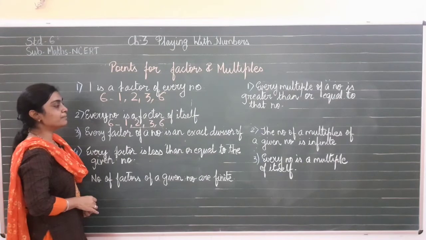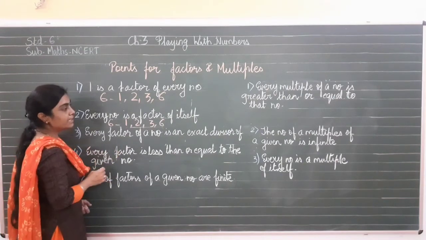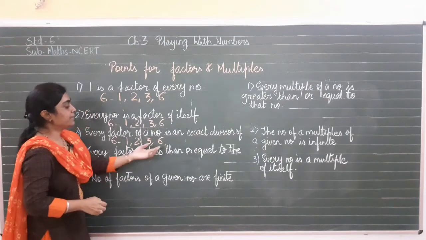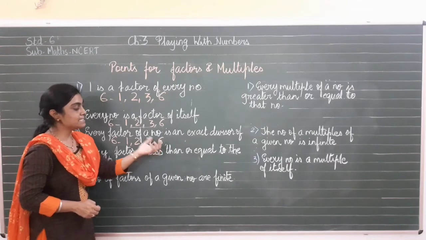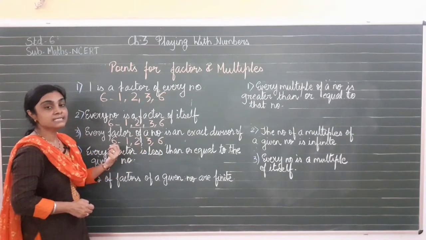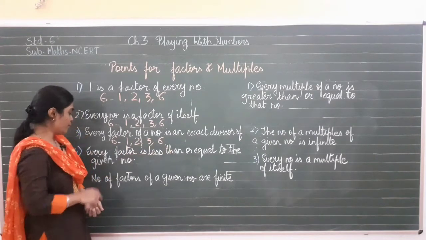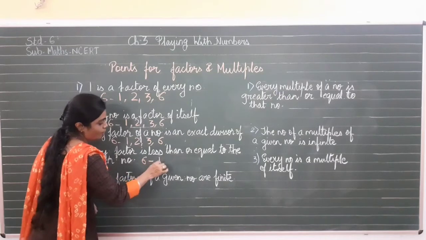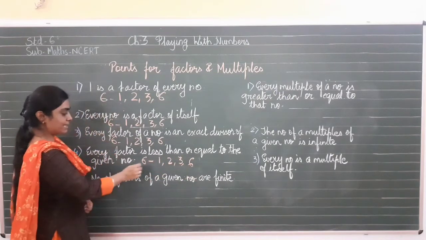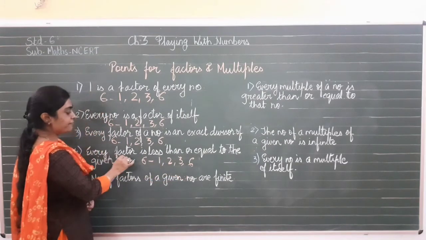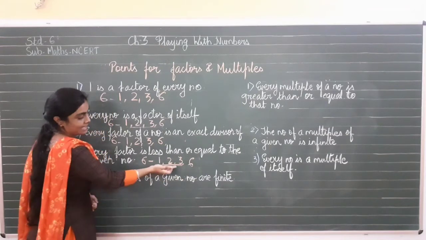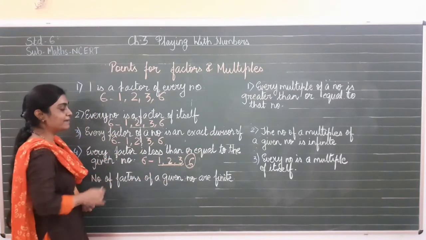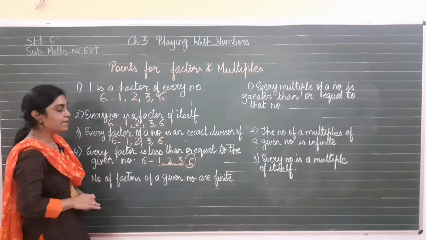Third point, every factor of a number is an exact divisor of the given number. Here all these numbers 1, 2, 3 and 6 are divisible by the number 6, and it will leave the remainder 0. Fourth point, every factor is less than or equal to the given number. Same example, factors of 6 are 1, 2, 3 and 6. 1, 2 and 3 are smaller than 6, and 6 is equal to the given number. So every factor is either less than or equal to the given number.